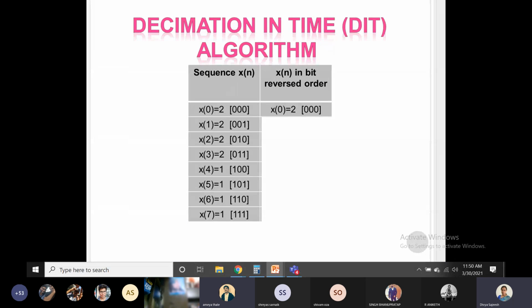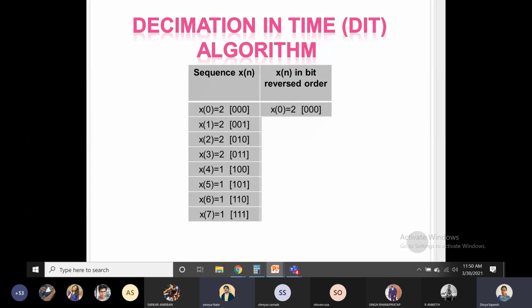Ameya, can you tell me if I reverse 001, what it will be? 110? I am not changing the zeros to 1. That is not what I am doing. I am changing the position of the bits, reversing the bits.